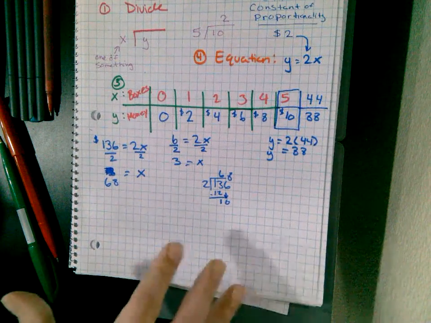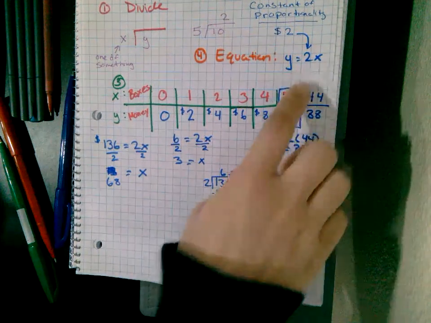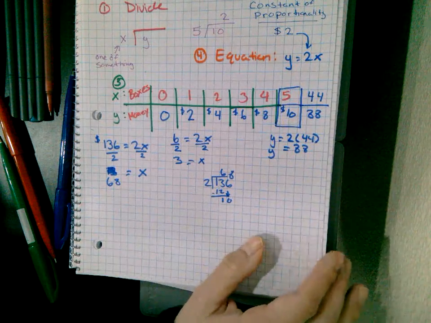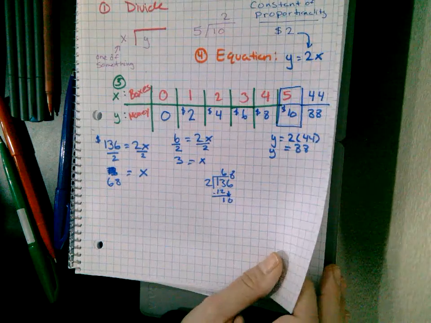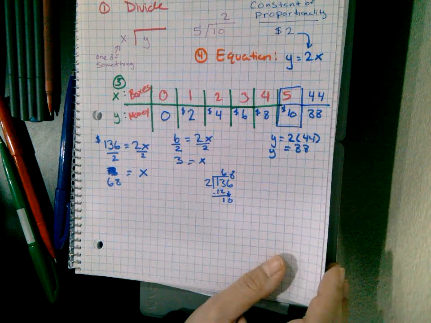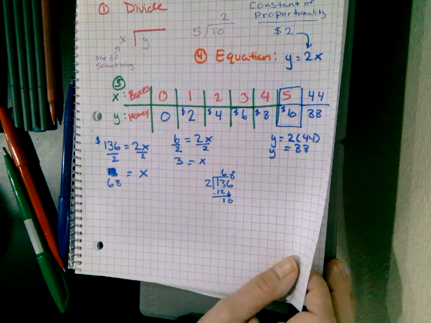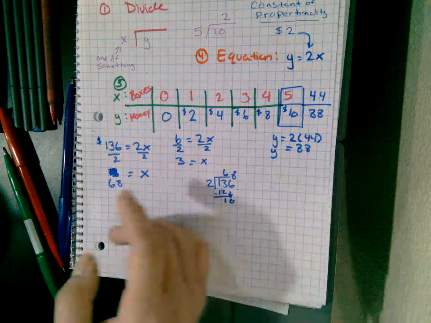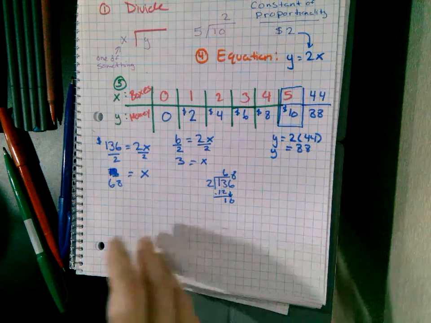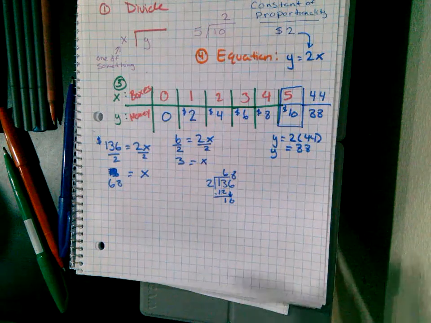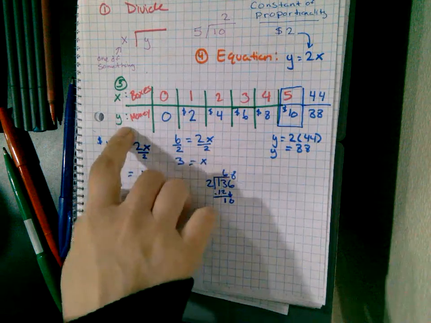So the equation allows you to solve for weird numbers. So if they say you have $2,562, how many boxes of cereal can you buy? You're like, huh? 2,000 what? All you do is just plug it in. If they give you boxes, you put it in x. If they give you money, you substitute it for y.